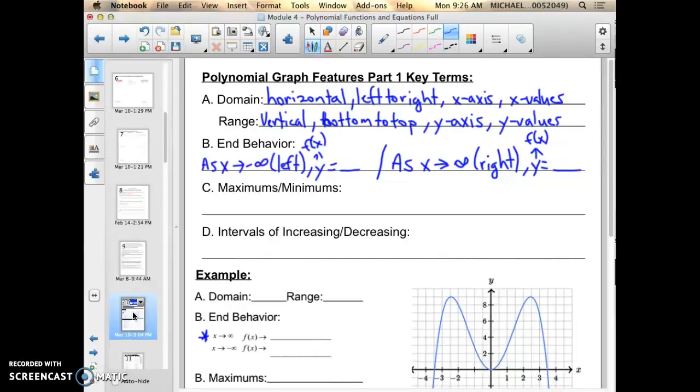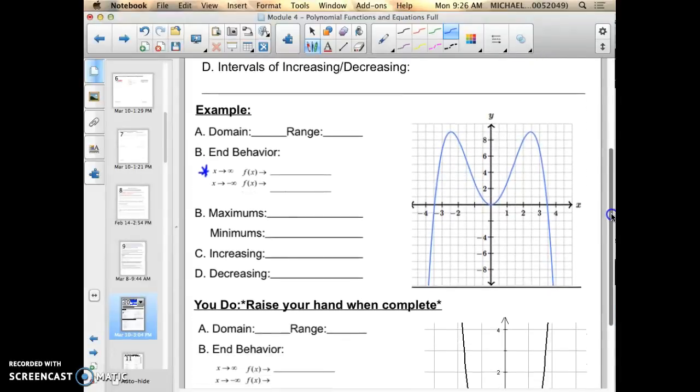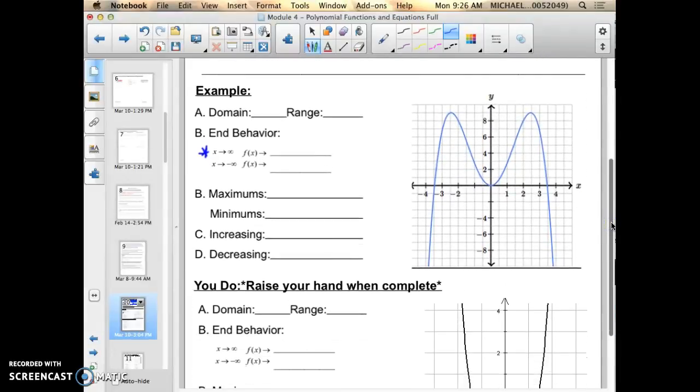So those are things to consider for domain, range, and end behavior. End behavior is just that. What are the ends doing? There's always going to be two ends that exist in a polynomial function, so what are they doing? The leftmost end and the rightmost end. So let's go through an example then.